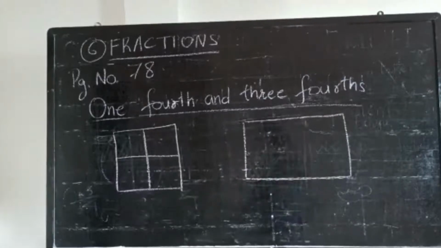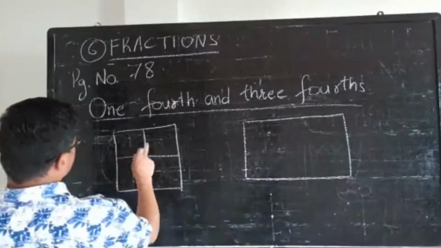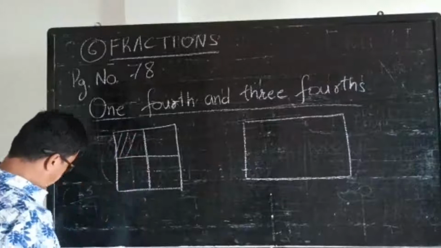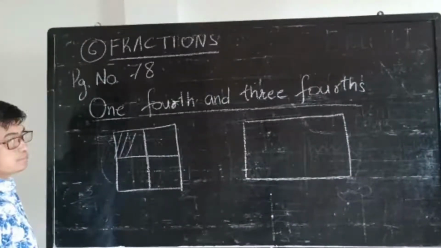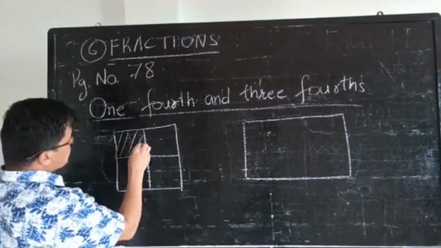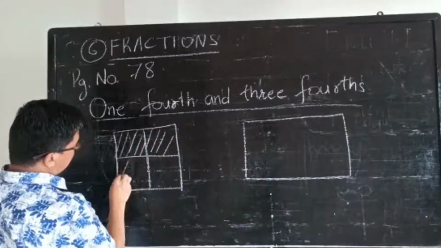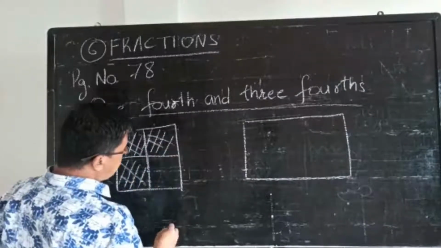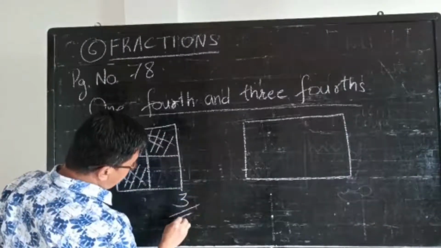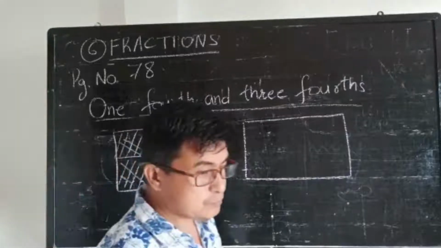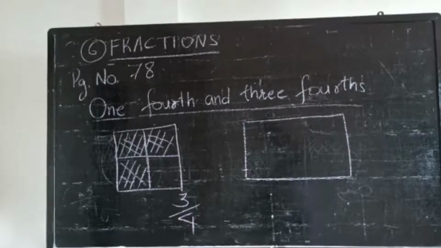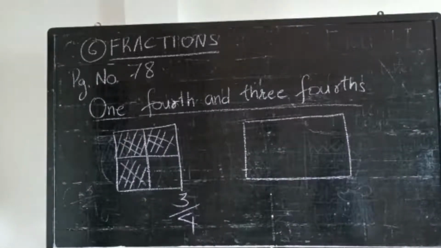Next we come to 3/4 now. Here you can see the square. The square is divided into 4 parts. Here I will shade 3 parts: 1, 2, 3 parts are shaded. How many parts out of 4 parts are shaded? 3/4. That is 3/4.